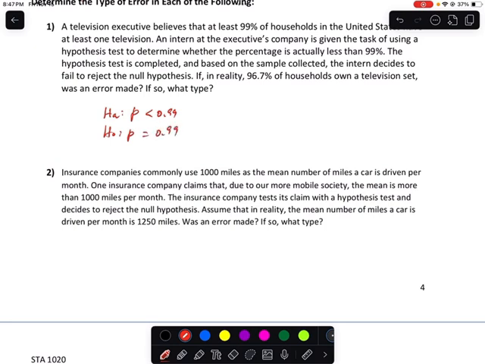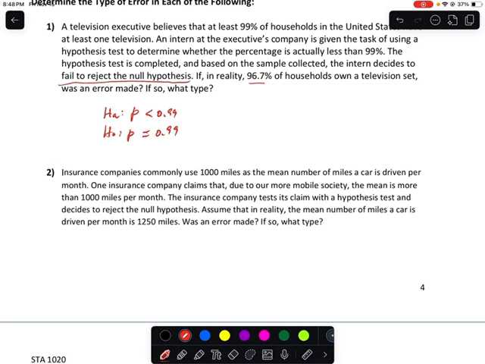Okay, the hypothesis test is completed, and based on the sample collected, the intern decides to fail to reject the null hypothesis. So he fails to reject the null hypothesis. It means he did not find evidence to reject the null hypothesis. In reality, 96.7% of households own a television set. Was an error made? If so, what type?